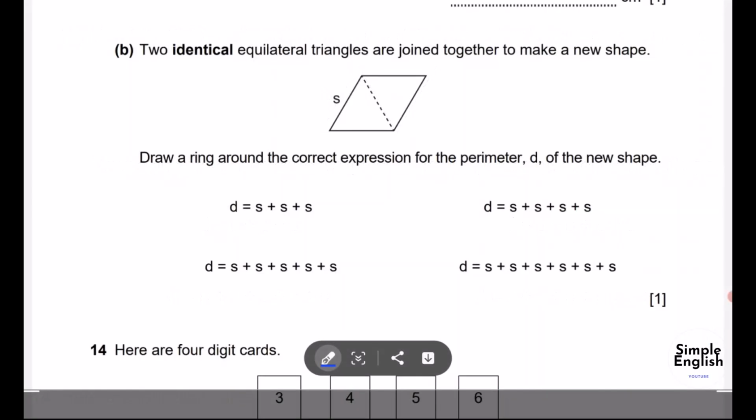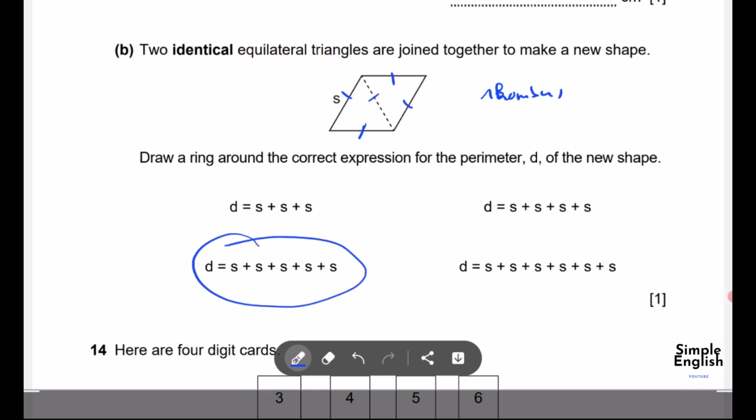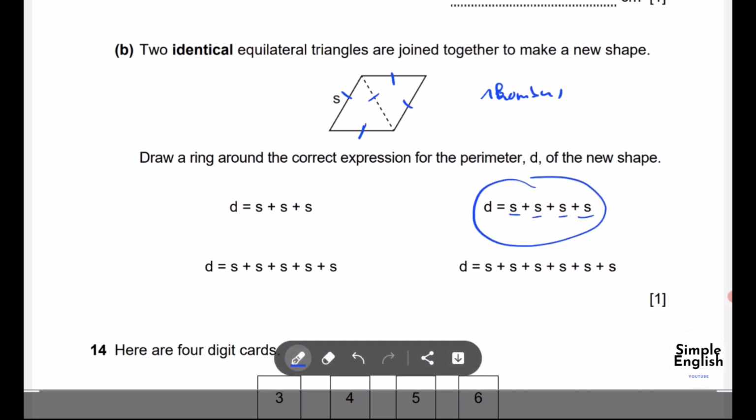How about B? Two identical equilateral triangles are joined together to make a new shape. Okay, remember that you made a rhombus, right? This is a rhombus. Two equilateral triangles, so the four sides of the rhombus must be equal. So it's D, right? This one. Right, 1, 2, 3, 4. Yeah, four sides.